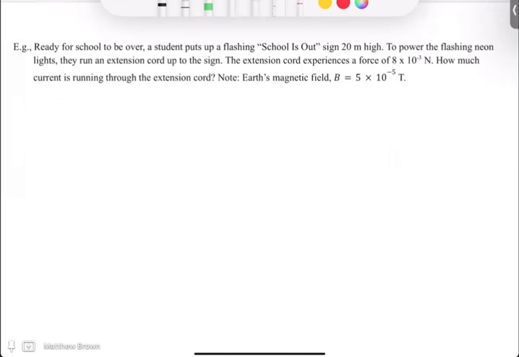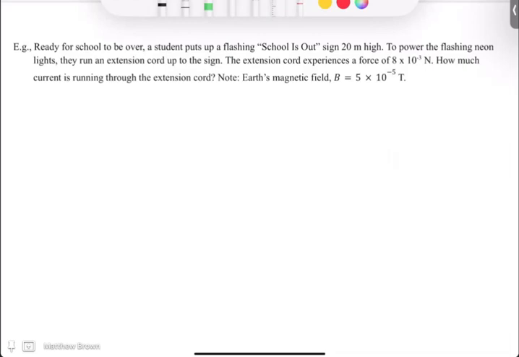Okay, we'll look at an example. Ready for school or summer school to be over, a student puts up a flashing "School is out" sign 20 meters high. To power the flashing neon lights, they run an extension cord up to the sign. The extension cord experiences a force of 8 times 10 to the negative 3 newtons. How much current is running through the extension cord?